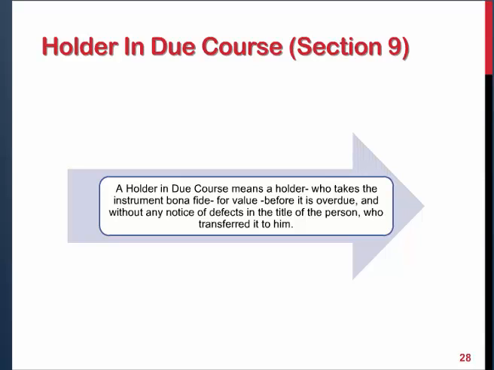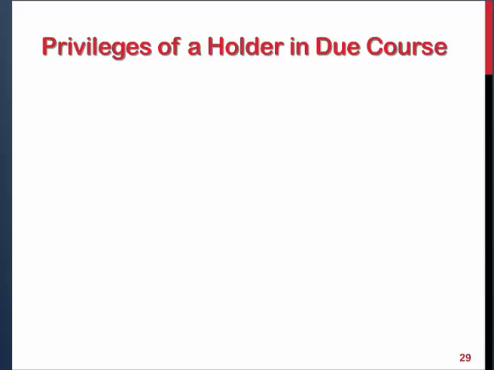Second, he had come into possession of the instrument before the amount due thereunder became payable. Third, he had come to possess the instrument without having sufficient cause to believe that any defect existed in the title of the transferor from whom he derived his title.